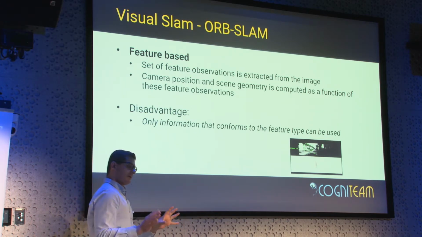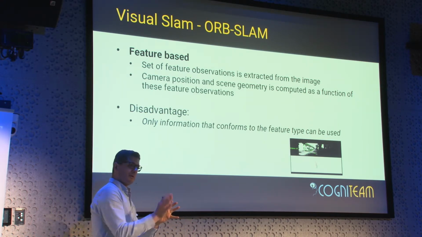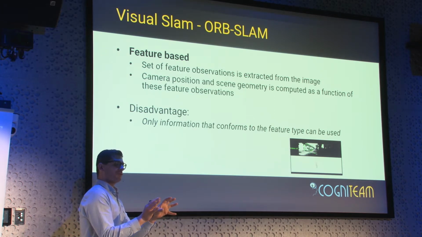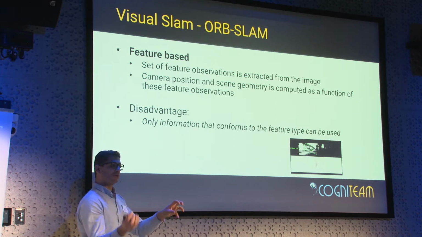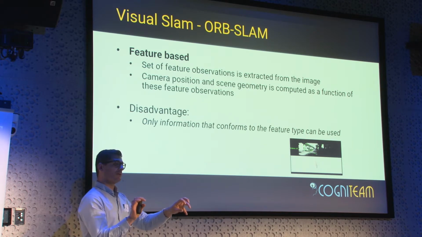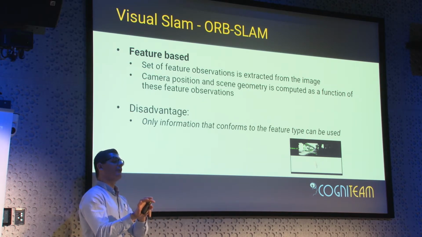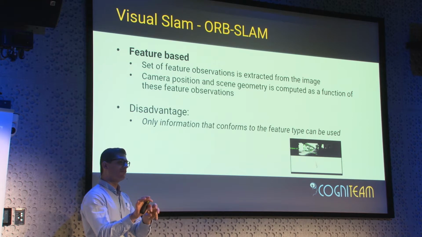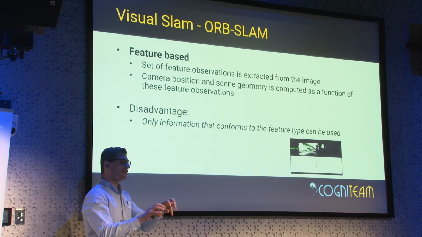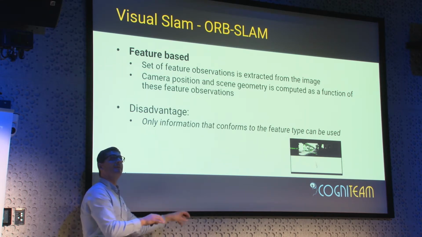Then the robot moves, and in the next image you will find other features. And now it's possible to find the correlation between those features. Oh, this feature I saw earlier, and I understand the movement of the camera. And when it understands the movement of the camera, it builds a feature map.